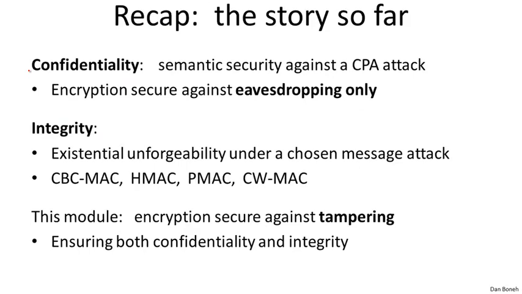In previous segments, we talked about confidentiality, in particular, how to encrypt messages such that we achieve semantic security against what's called a chosen plaintext attack. I kept mentioning again and again that security against chosen plaintext attacks only provides security against eavesdropping. In other words, this only provides security against adversaries that listen to network traffic, but don't actually change any packets or inject their own packets, and so on. In this module, our goal is to design encryption schemes that are secure against adversaries that can tamper with traffic by blocking certain packets and injecting other packets, and so on.